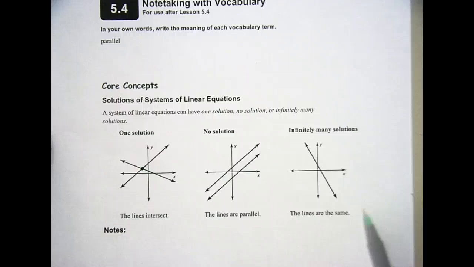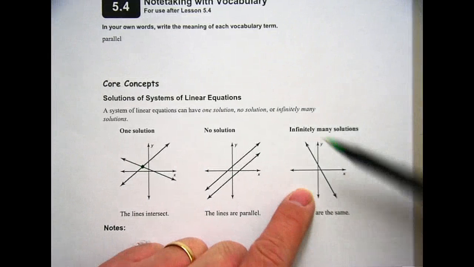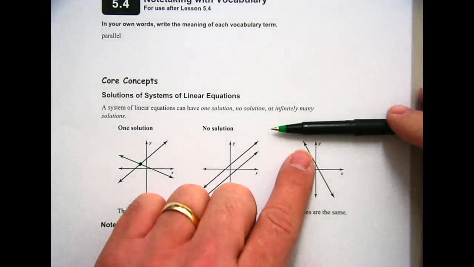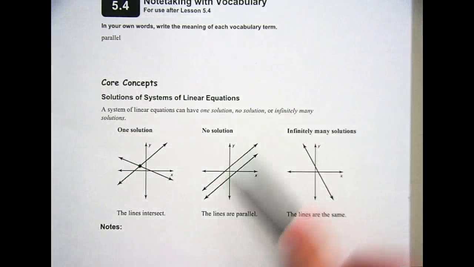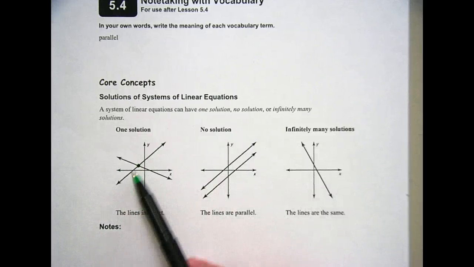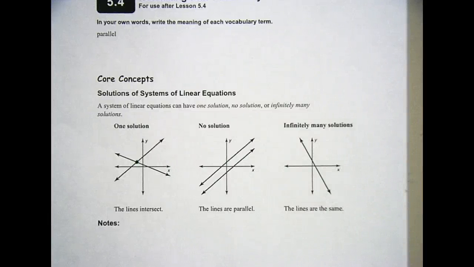Now that's easy to see in a picture. If I said this is a system, what's the solution? Well, you only see one line, so it has to be infinitely many. It means both lines are the same. They're lying on top of each other. Versus, what's the solution here? Well, it's no solution because they don't intersect. And here, it's one solution. The difficult part could be when you actually see these in equation form to tell.